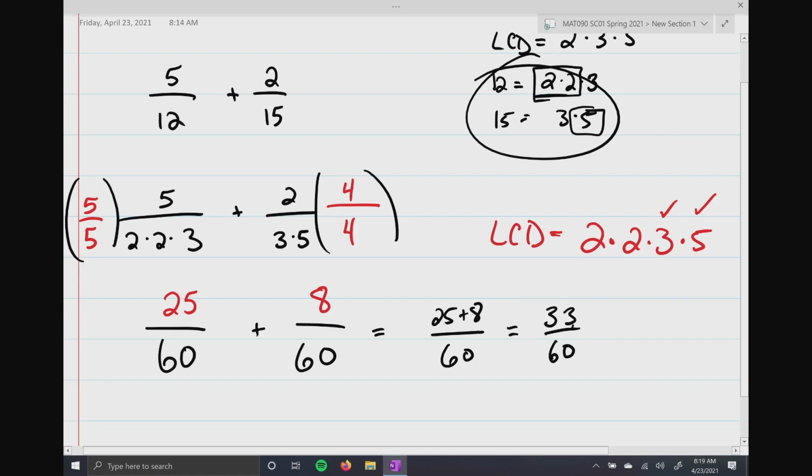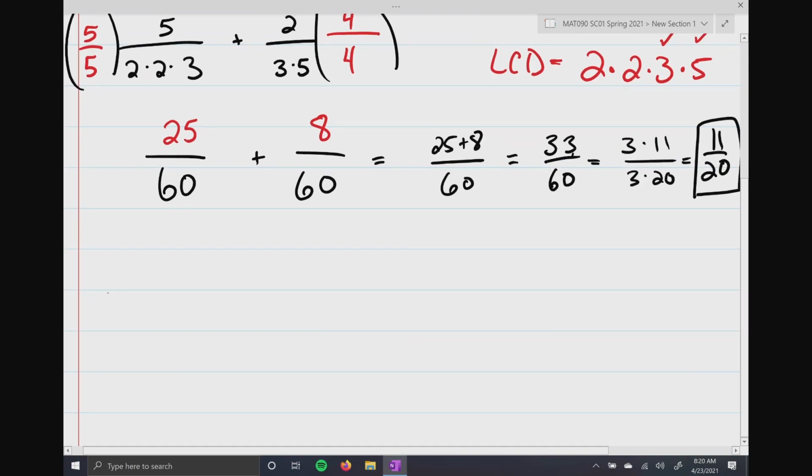Now, anytime we have a fraction, we always want to make sure, is it completely reduced? So, 3 times 11, 3 times 20, for a final result of 11 over 20. Does everybody see what I did there? Do you want me to do another one like this? Okay, I'll do another one like this, all right? Because maybe I went too fast.